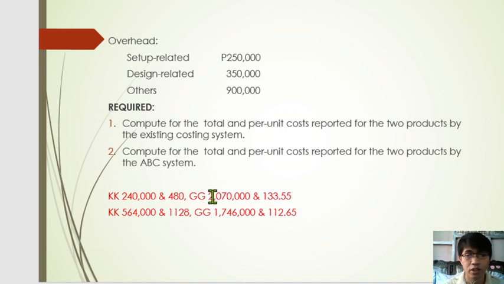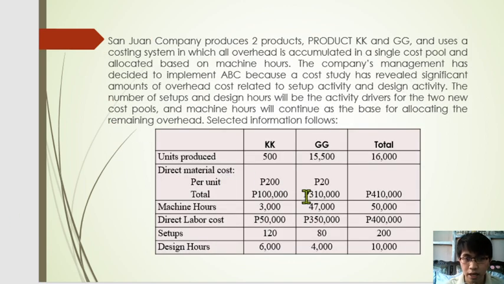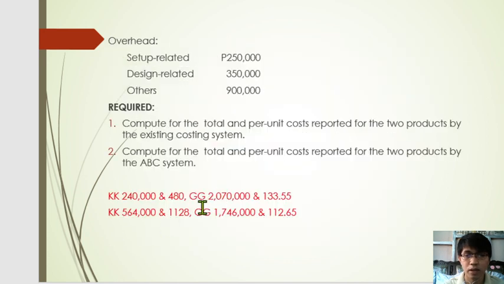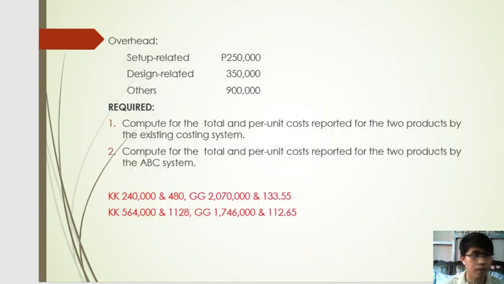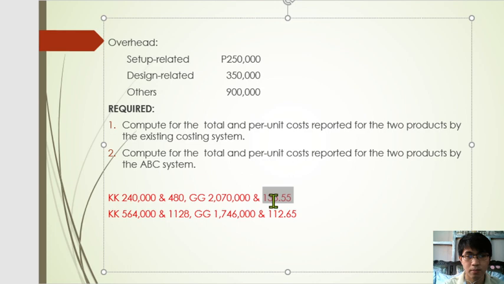The same is true with GG. You do the same thing: 310,000 plus 350,000 plus the overhead allocation, 1.5 million times 47 over 50. That will lead you to the answer, 2,070,000. You divide 2,070,000 by the number of units produced for GG, 15,500, and get 133.55. That is the answer for requirement number 1.